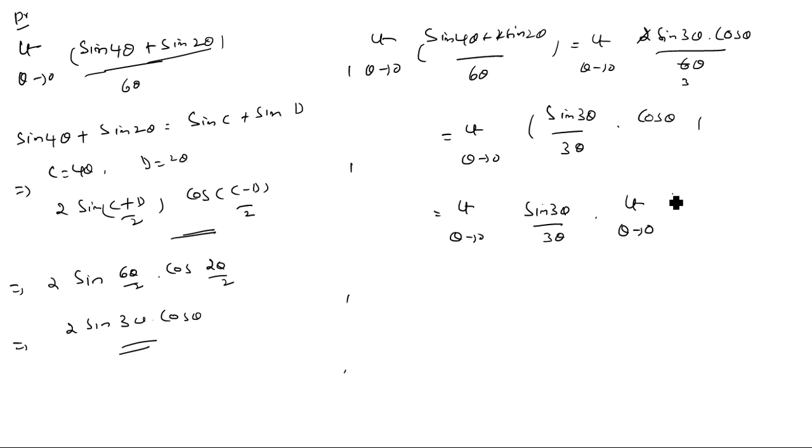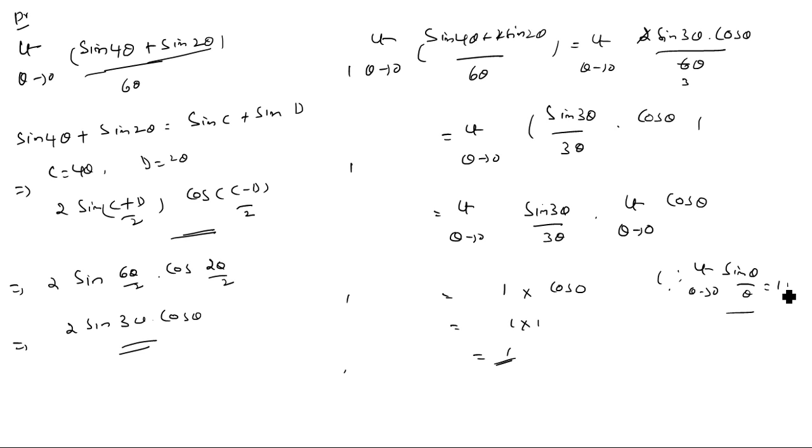limit theta tends to 0 cos theta, and the value is equal to 1 into cos 0. Therefore 1 into 1, that is nothing but 1, because it is the form limit theta tends to 0 sin theta by theta, the value is equal to 1, with 3 theta the same. Here we have theta the same. So therefore it is nothing but 1.